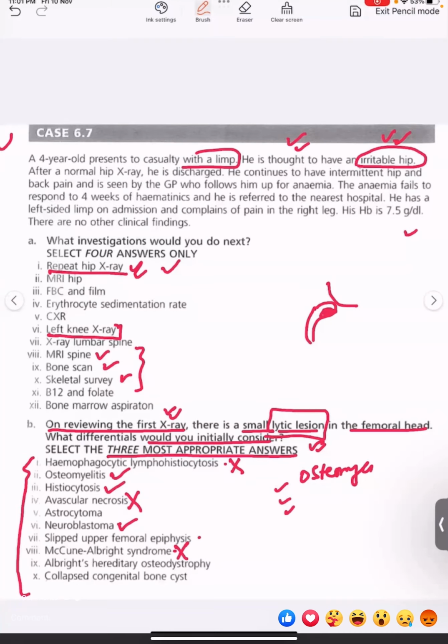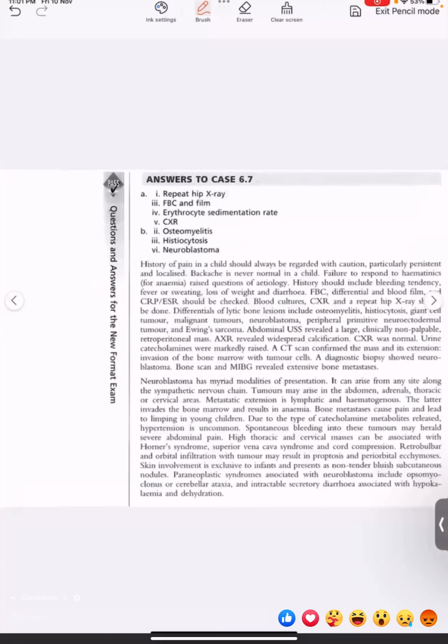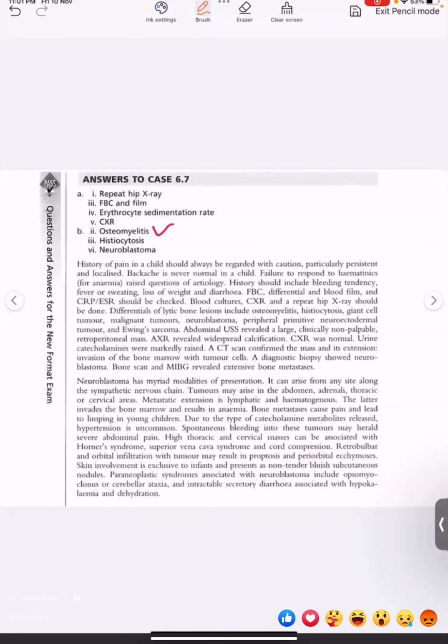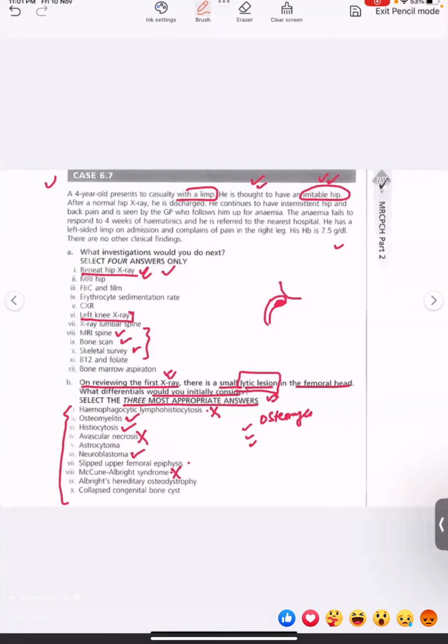So among the options, see here, this is osteomyelitis, this is histiocytosis, and this is neuroblastoma. Please do remember these are the three options. And Dr. Sadaf, please always see what is given in the options. Try to concentrate on the questions given, right?